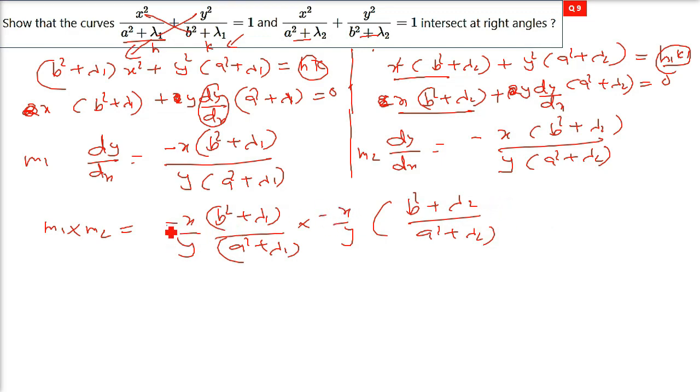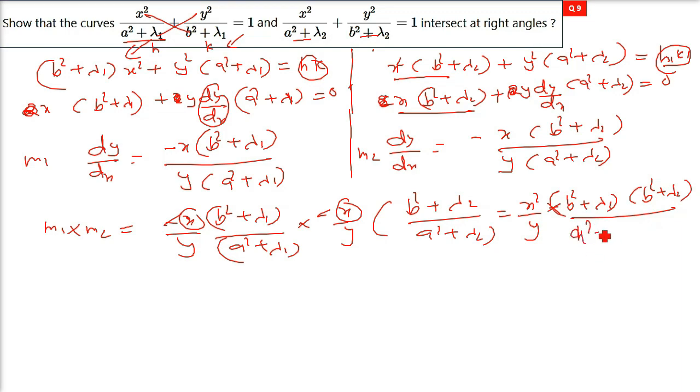Please remember, minus minus gets cancelled, you will get x square by y square. The above term is b square plus lambda 1 and b square plus lambda 2, so (b square plus lambda 1) and (b square plus lambda 2) multiplied by x square in the numerator. y square is already in the denominator. I just left out that y, it has to be y square, so you just correct it. A square plus lambda 1 and a square plus lambda 2. So this is the x square and y square. So till here it is okay.